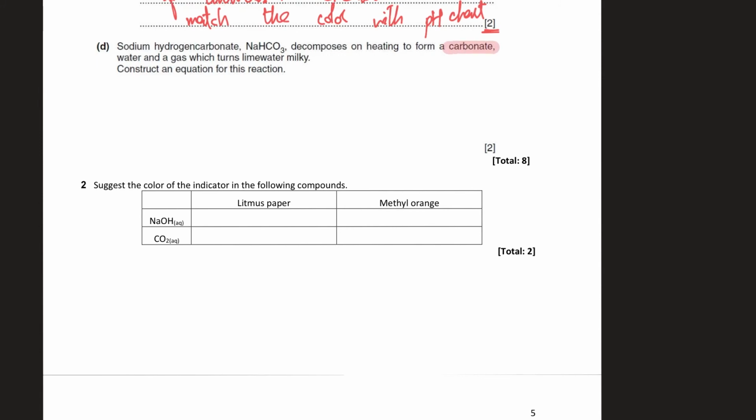Sodium hydrogen carbonate decomposes on heating to form a carbonate, water, and a gas which turns lime water milky. So carbonate, water, and a gas which turns lime water milky, which is carbon dioxide. So let's say we have sodium hydrogen carbonate. It breaks down, makes a carbonate. So that's going to be sodium carbonate, obviously, plus water, plus carbon dioxide.